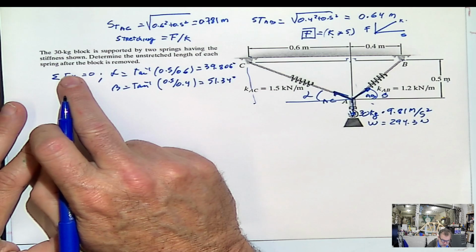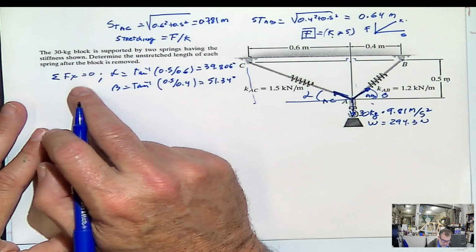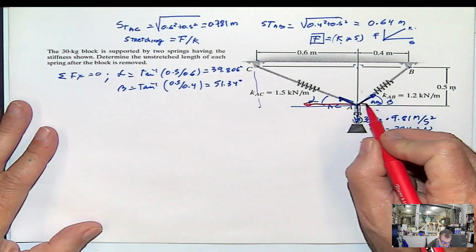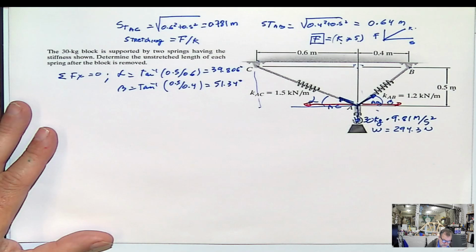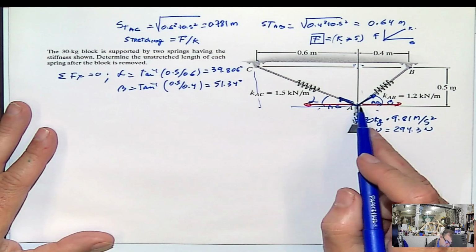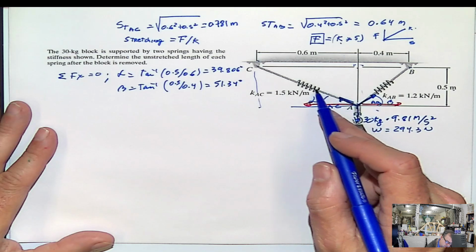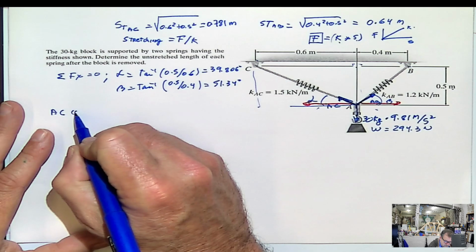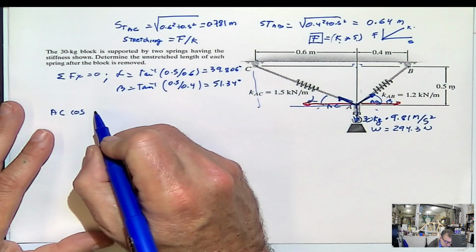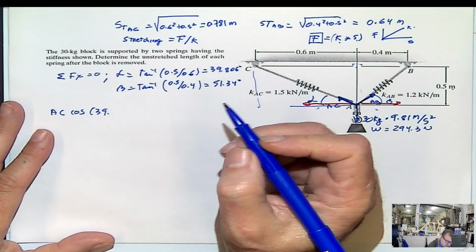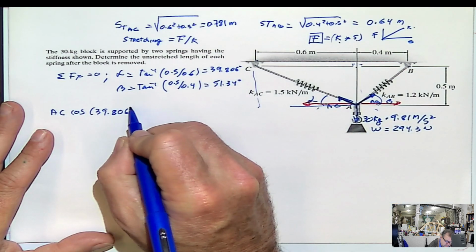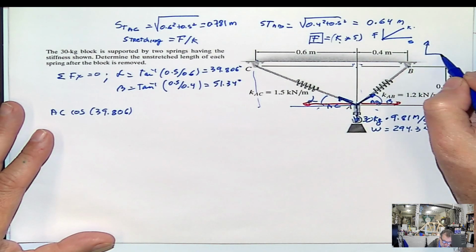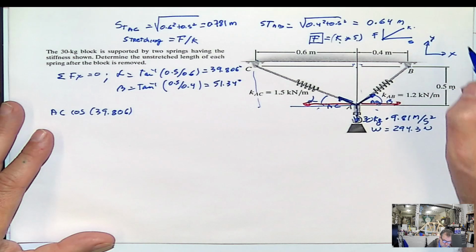Now we can do summation of forces in the x direction. What do we have in the x direction? We have this component and this component. What is this component? This component is going to be AC cosine alpha, so AC cosine of 39.806. And remember, because it goes to the left, I didn't say it before, but I'm assuming this direction positive.